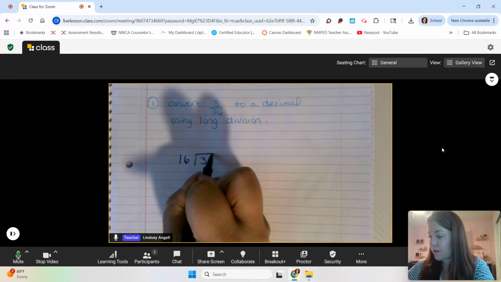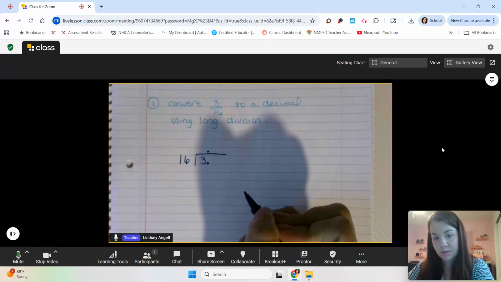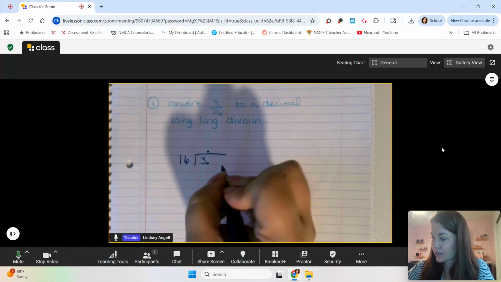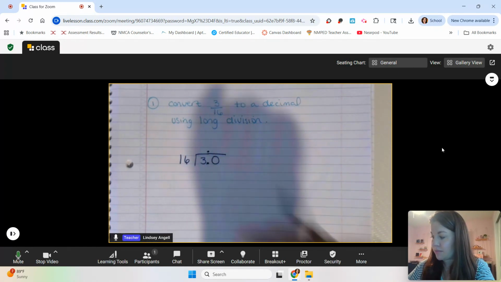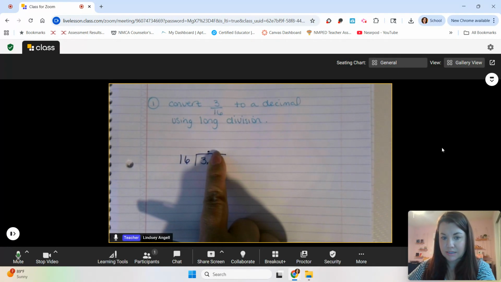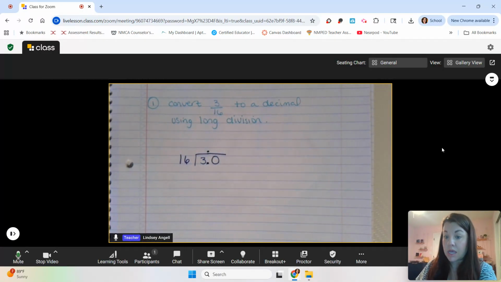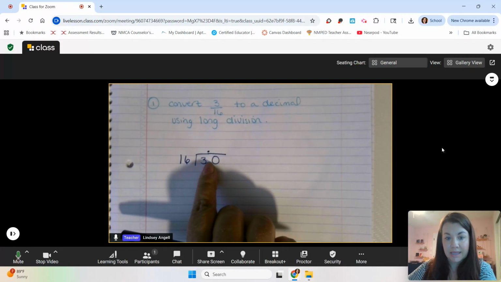But that's why we go ahead and insert our decimal point and bring it straight up into our answer. And then we can annex a 0, right? That means putting a 0 in there. Whether that 0 is there or not, it's still the same number, right? Either way, it's equal to the number 3. So I have not changed the value at all. But now that my decimal point is in my answer, I can pretend like this is a 30 now. That's how I'm going to treat it.